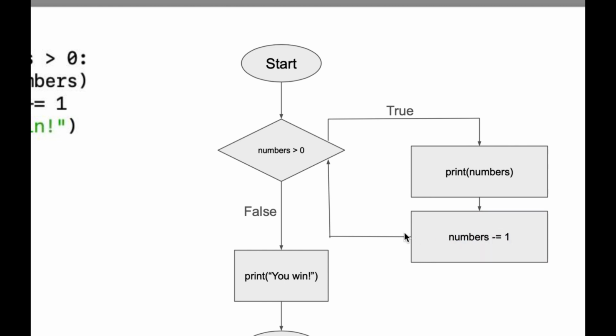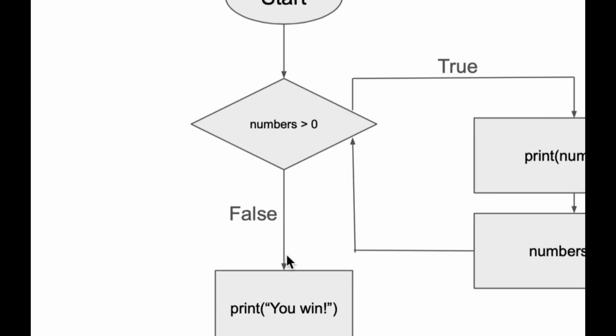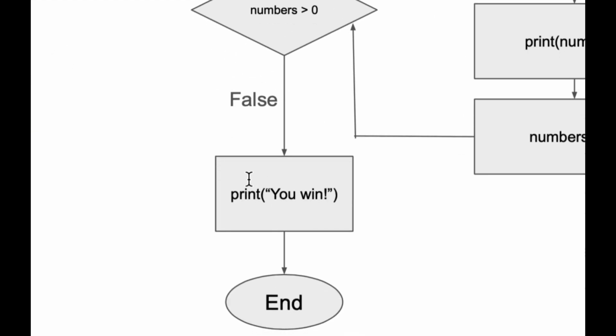It will go back over here and check the condition again, and if it is still true, we will go back and repeat that. This section of the flowchart will keep looping and checking the condition, and when the condition is finally false, it will go down to this arrow that says false, then it will print out you win, and then it will end the program.